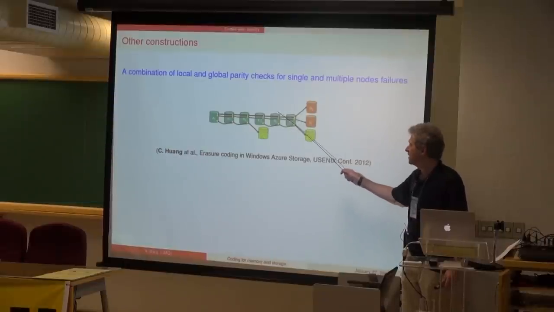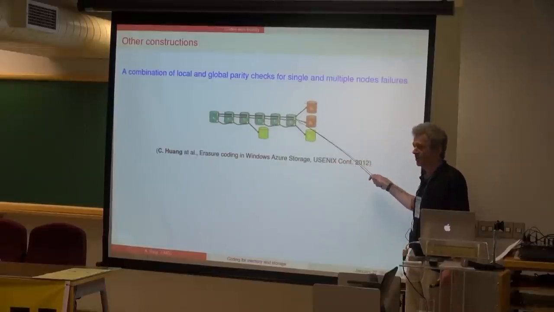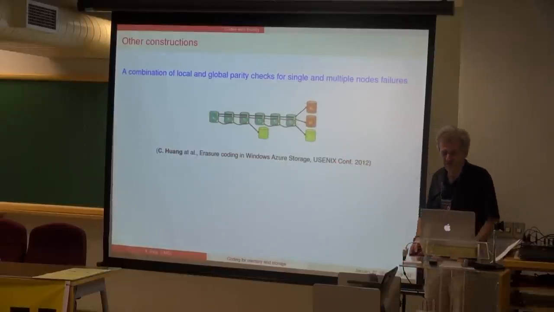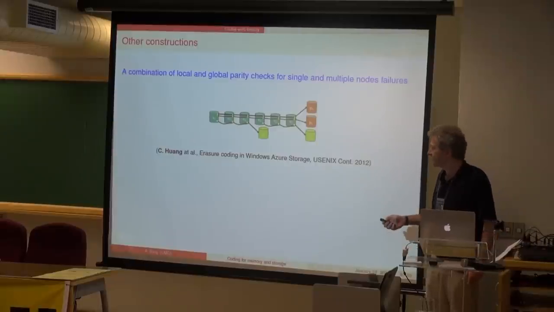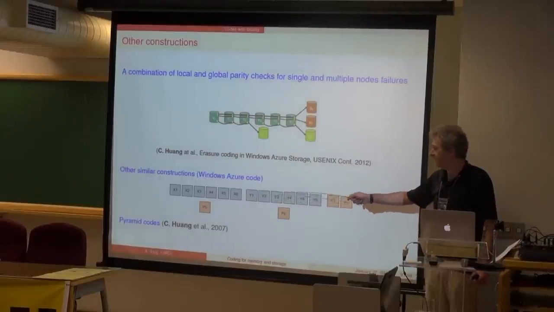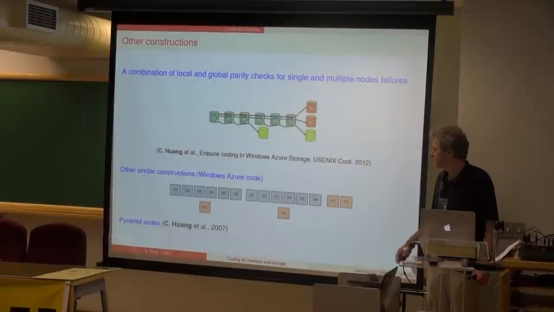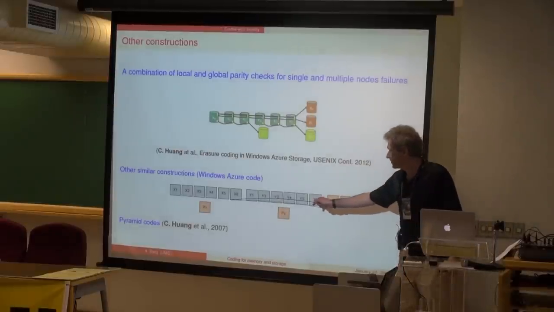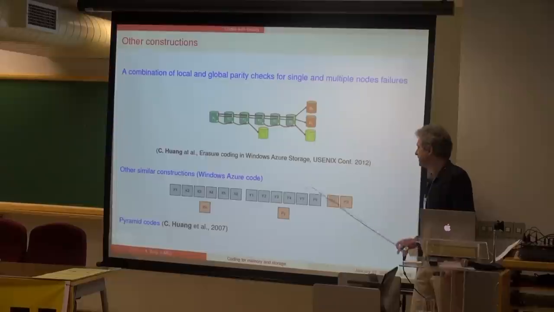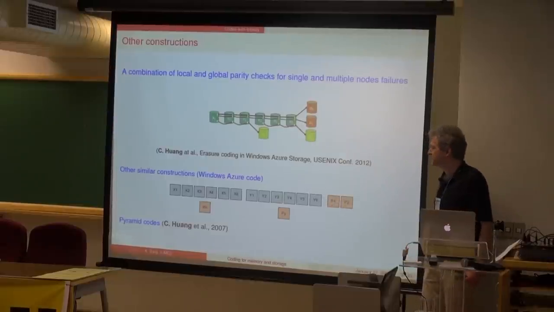Same here, and then for a failure of 2 within the same set of 3, we use global parities. Not a bad solution, really. And later they went on to develop similar constructions, and this 14-10 is what is actually installed, from what I understand, in the Azure system. So again, there are two groups of five, one parity check for the first five, one parity for the second five, and two global parity checks.